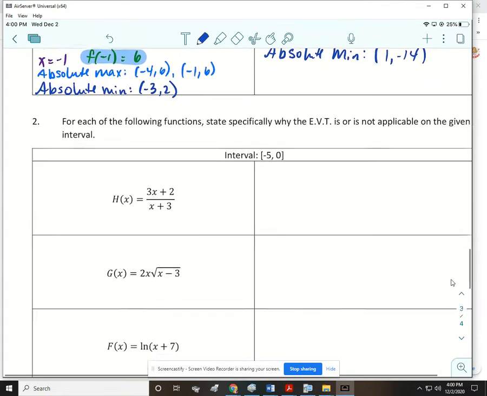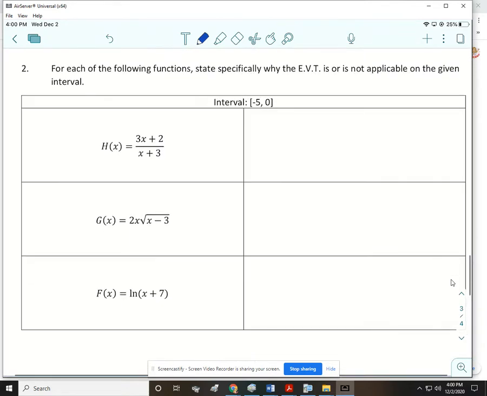Okay, so let's look at number 2. Number 2 says, for each of the following functions, state specifically why the EVT is or is not applicable on the given interval. Okay, so we are going to do the last one together, and then the other two are going to be part of your assignment.